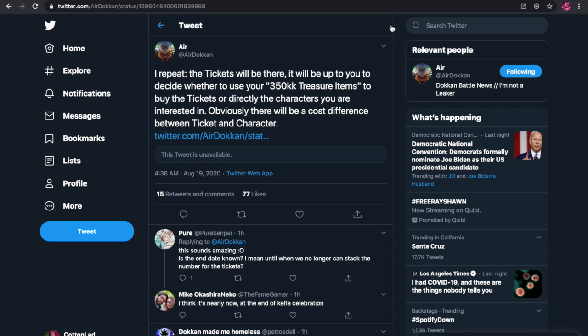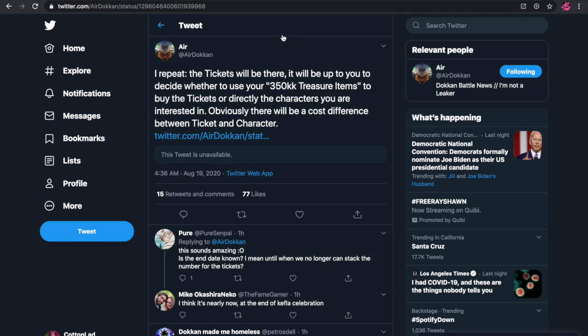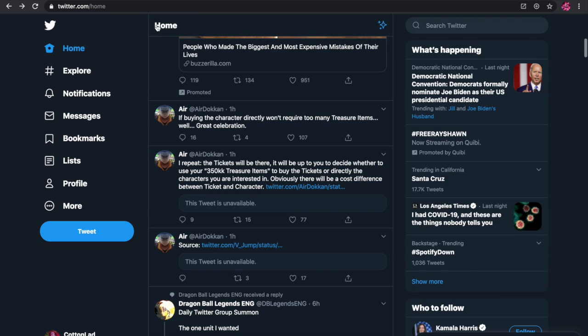And so, again, as you can see here, you can directly purchase the characters that you're interested in with the tickets, and there's going to be a cost difference between the characters, so some characters are probably going to cost more than others. So again, thanks to Air Dokkan here, we got some more clarification on that.